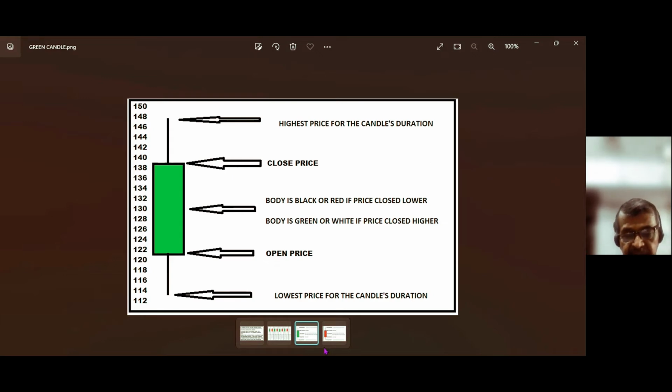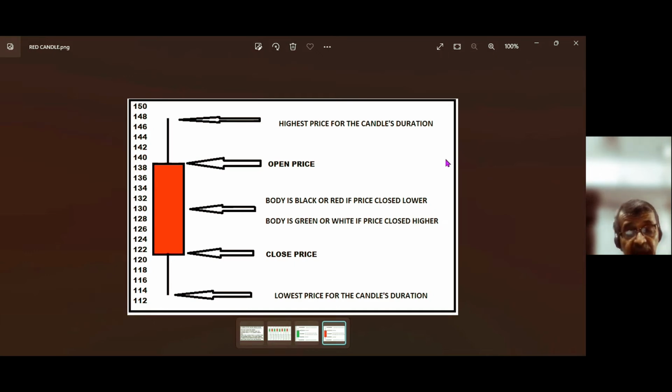The same way, when we see a red candle, everything else remains the same. The highest point of the upper wick is the highest point. The lowest point of the lower wick is the lowest point. But the opening and closing change. The highest point of the solid body is the opening price, and the lowest point of the solid body is the closing price, because closing is lower than the opening price here.